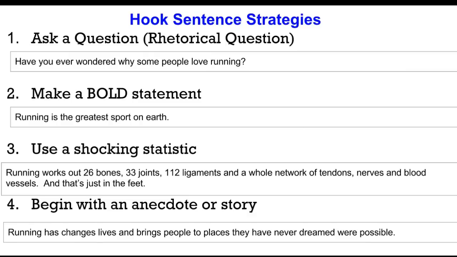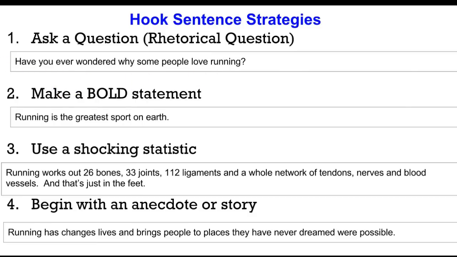So here's an example of each of the 4 strategies. Number 1, ask a question, right? Have you ever wondered why some people love running? And you'd say, I have wondered that. So just make the reader stop and think for a second. It's a little bit cheesy. You can tend to overuse this a little bit, so be mindful of not always relying on asking a rhetorical question. It can get a little bit old after a while.